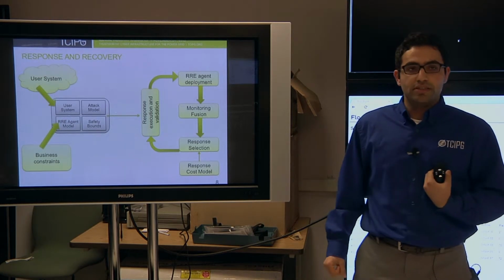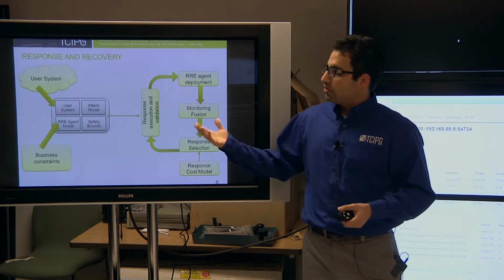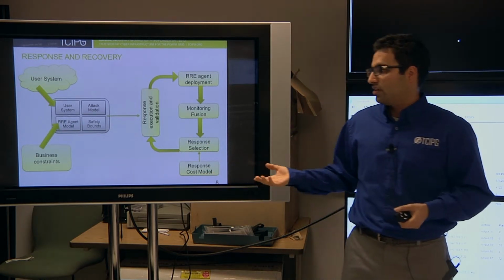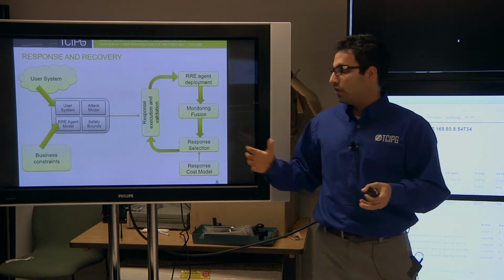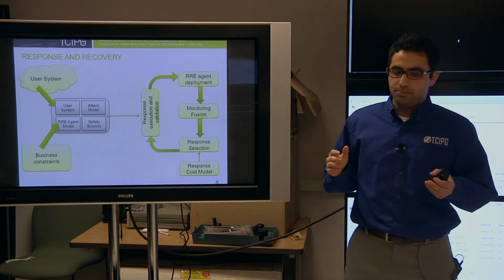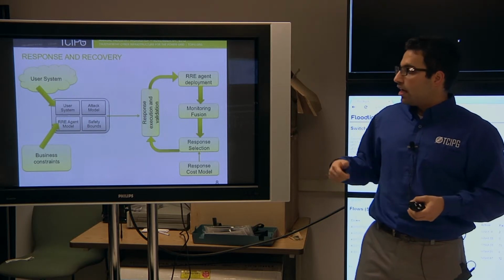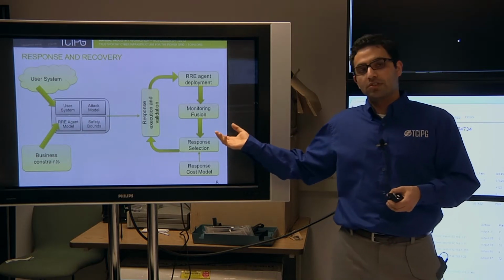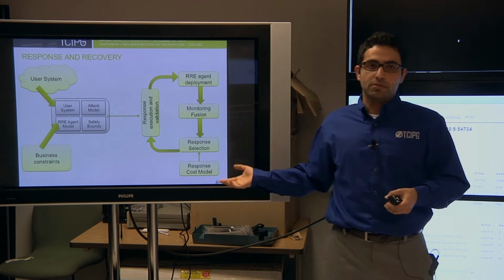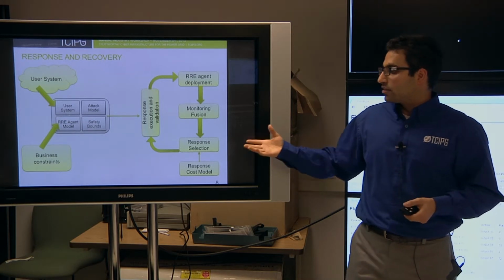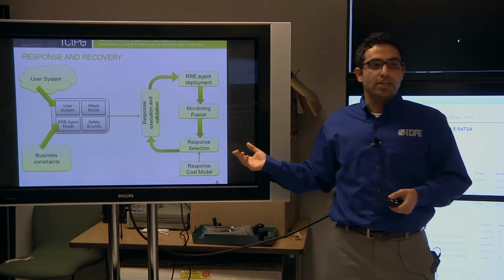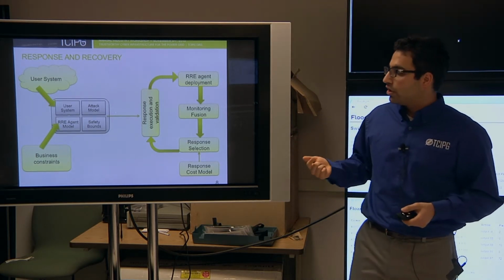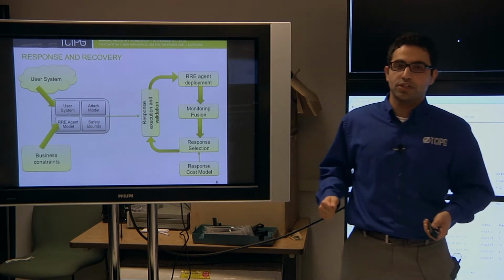RRE is the system we're implementing in TCIPG, and it models the user system and the attack model, and it has an RRE agent model and safety bounds. All of these models are put in the RRE agents, and RRE agents would take in the monitoring data, fuse them, figure out what's going on, and based on the cost model of responses, select the best response. When selecting the best response and implementing it, this response could be an OpenFlow response, it could be a firewall change, or any kind of actuators in the network.